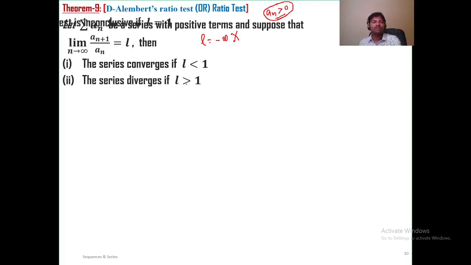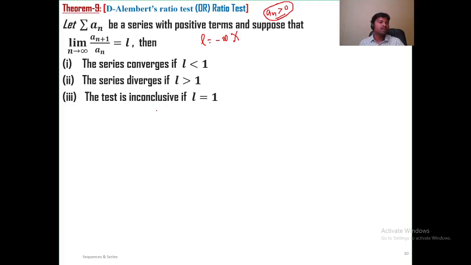And the second conclusion, the series diverges if that limit value is more than 1. And the test is inconclusive if L is equal to 1. For example, if the limit of the ratio is 1, then this test cannot be applied. Then you can go to another test. That means by using this ratio test, we cannot conclude the convergence status of the series if L is equal to 1. Inconclusive means that. We cannot conclude, and that does not mean the series diverges. We can apply another test.